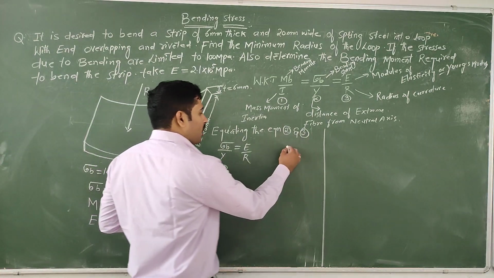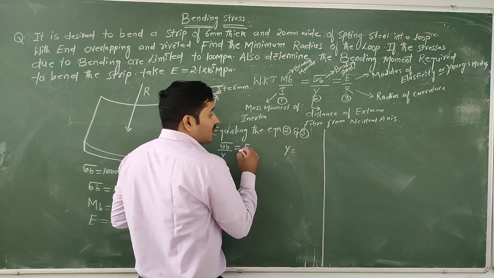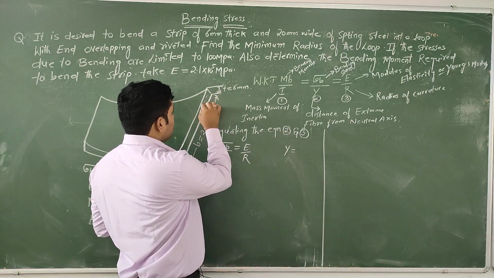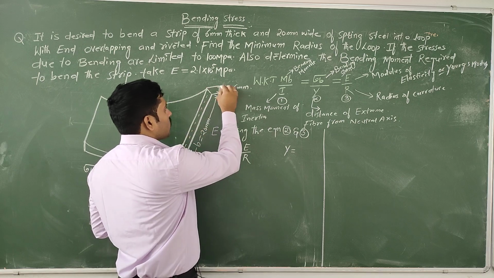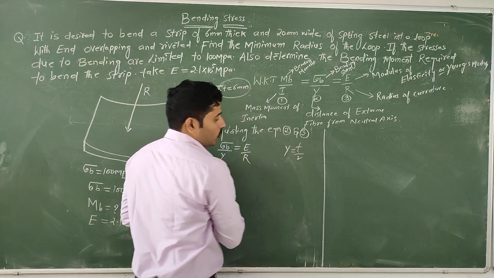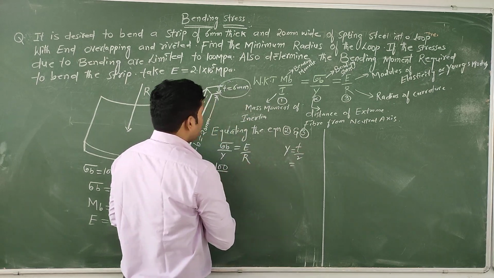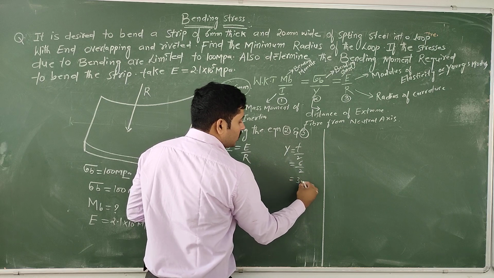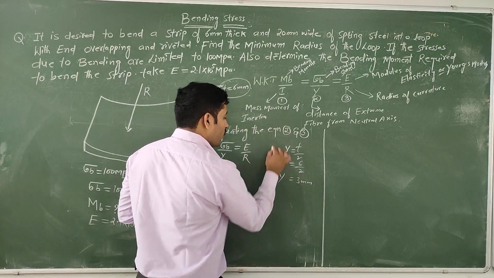So Y is nothing but the distance of the extreme fiber from the neutral axis. That is your neutral axis. So it is thickness by 2. Thickness is given as 6, so 6 by 2 equal to 3 mm. That is the value of Y.